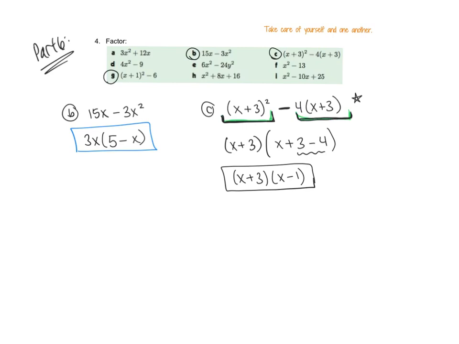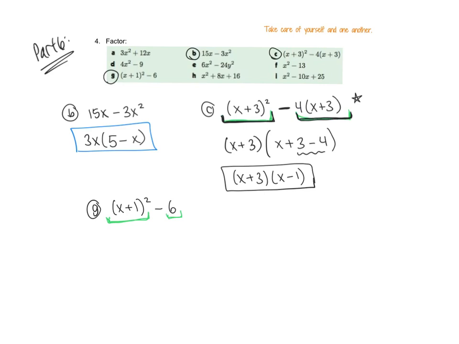Okay, and then in letter G, we have x plus 1 squared minus 6. So this is also a binomial because this is one term and this is a second term. So with binomials, first I would see if I can factor out the greatest common factor, and these two have nothing in common. Okay, and so then what I would do next, if it's a binomial, I would see if it's a difference of 2 squares.